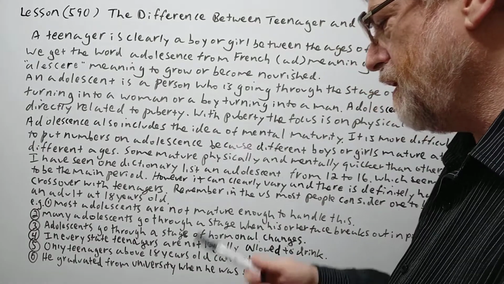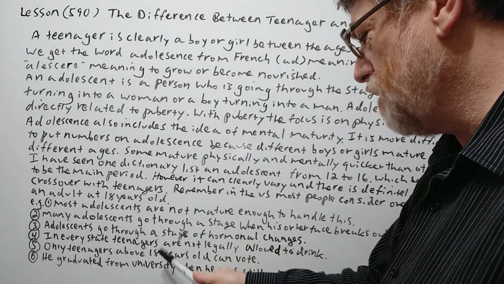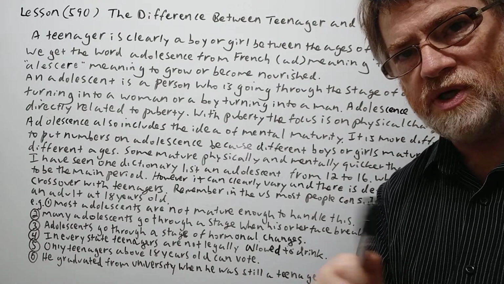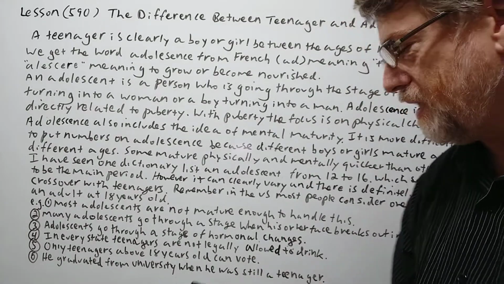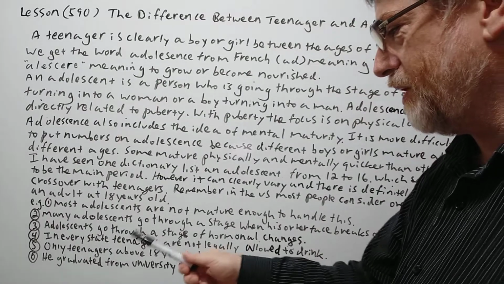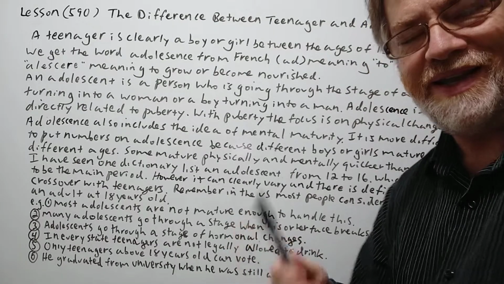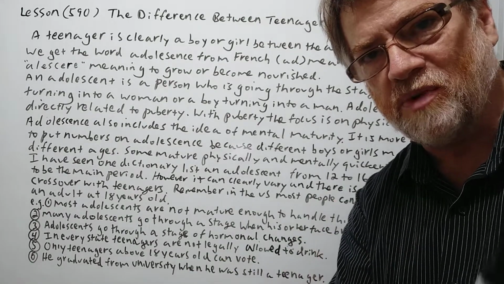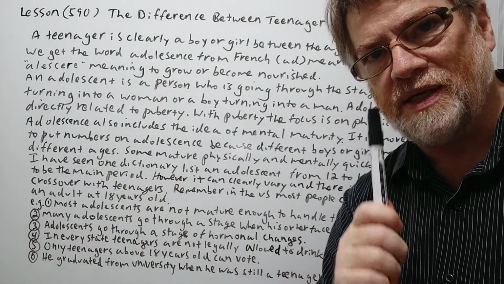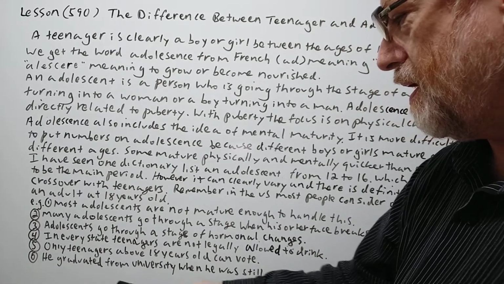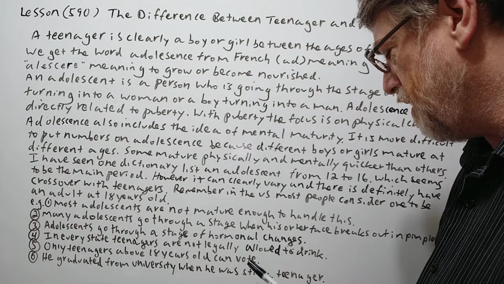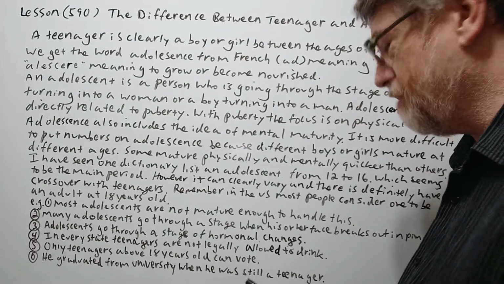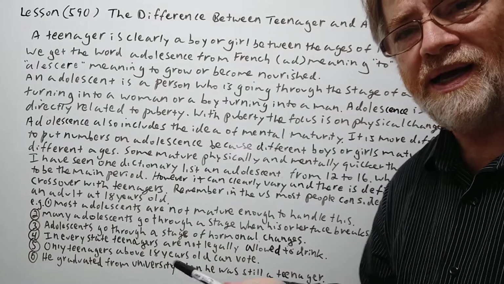Number 5, only teenagers above 18 years old can vote. Again, if we're focused more on the number, we're more likely to use the word teenager. It would seem strange to say only adolescents above this age would be able to vote. That would seem strange. So teenager would be more likely, especially when you mention the actual age. Number 6, he graduated from university when he was still a teenager. Yeah, it would be weird to say he graduated from university when he was still an adolescent.